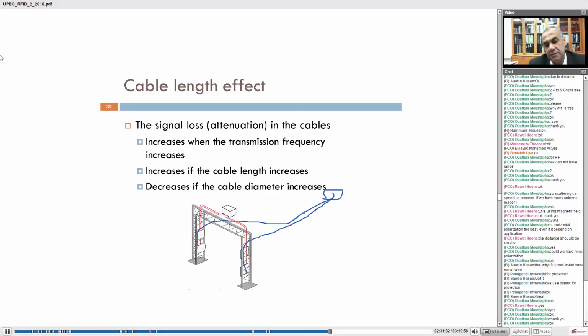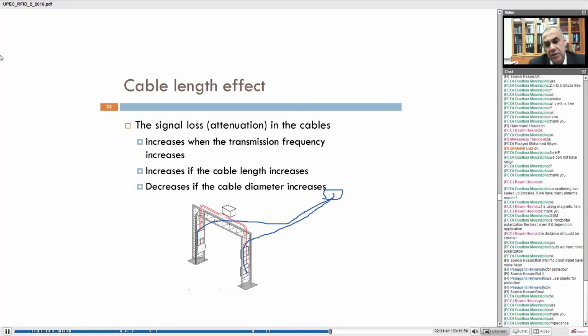So if you want to minimize your loss, use a multi-fiber cable with a big conductor diameter. This will decrease the loss. Okay, so big diameter, short length, and the lowest frequency possible. Yes, because of the impedance, whatever.